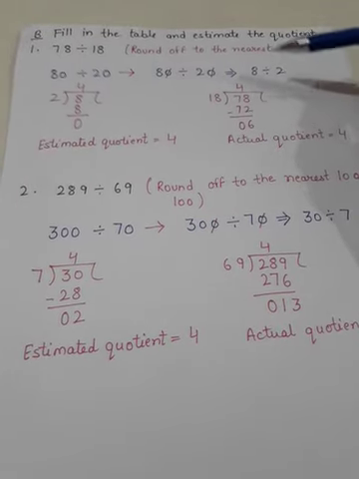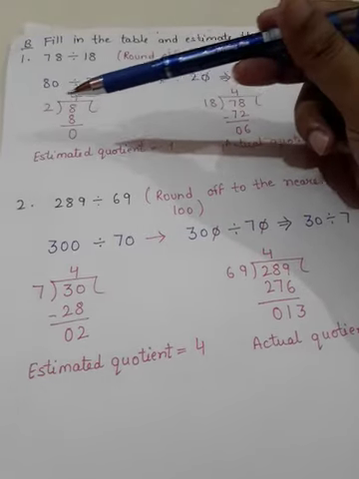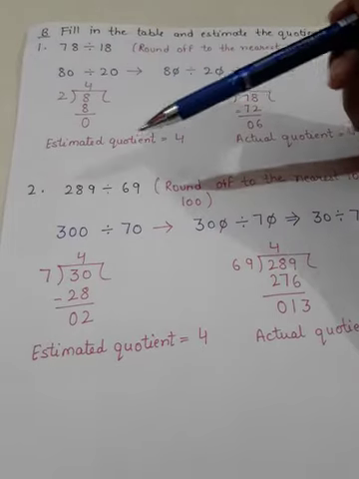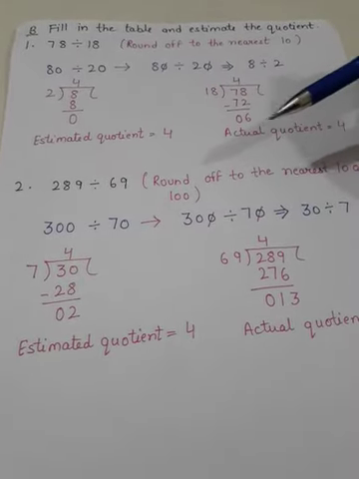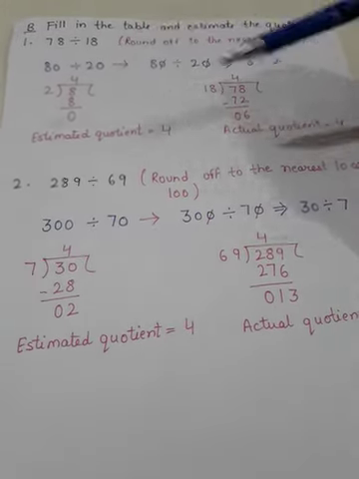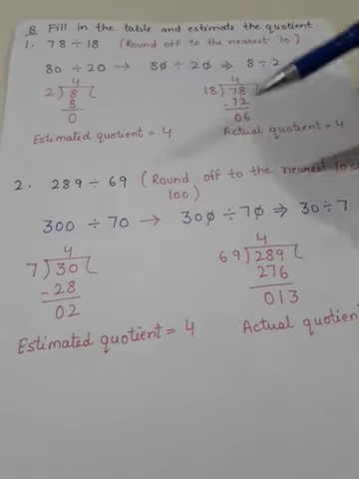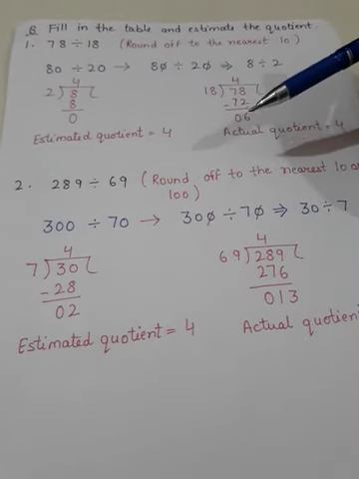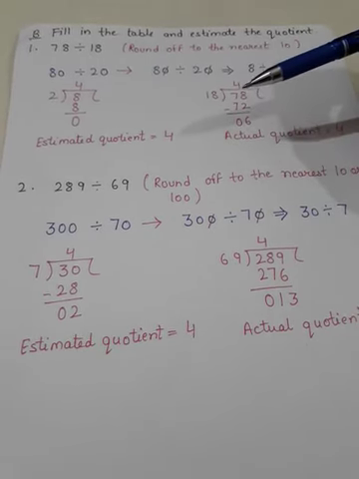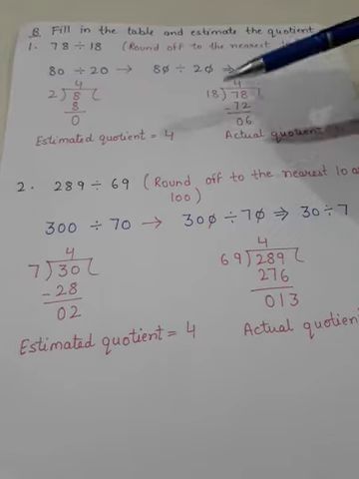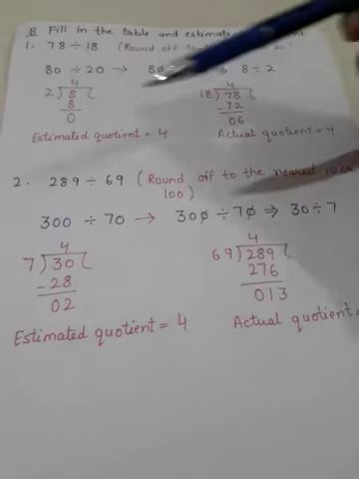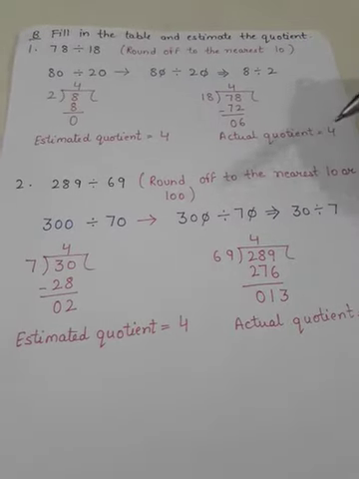Now these are the rounded numbers. Divide here. 8 divided by 2, what will come? 4. 2 4s are 8, right? So 4 is the estimated quotient. But in the table you can see we have to find the actual quotient. For the actual quotient we have to take the actual numbers. Actual numbers are 78 divided by 18. So look here. 18 is dividing 78. You know 18 4s are 72. So what is left? 6. But the quotient is 4. So we are dividing the actual numbers, so this quotient we will call the actual quotient, right? So the estimated quotient is 4 and the actual quotient is 4.